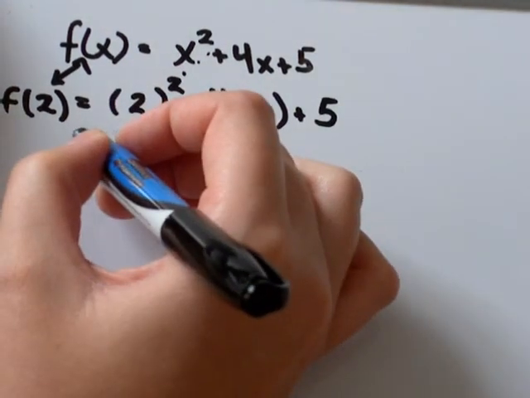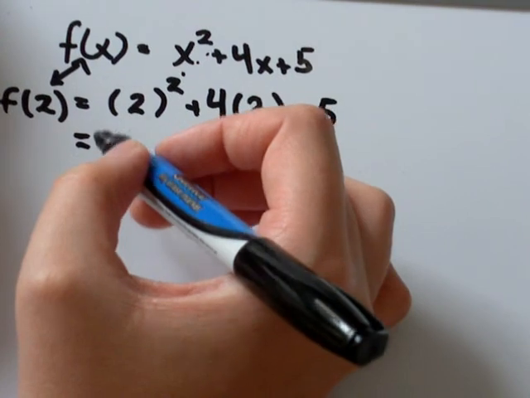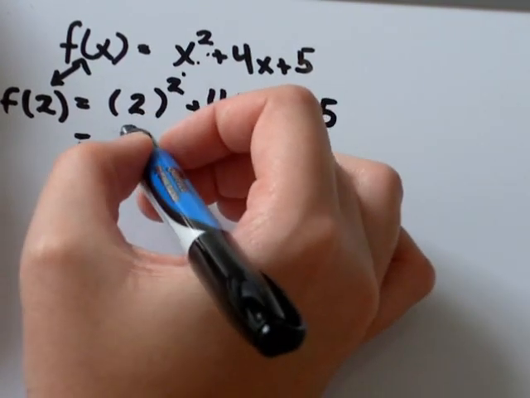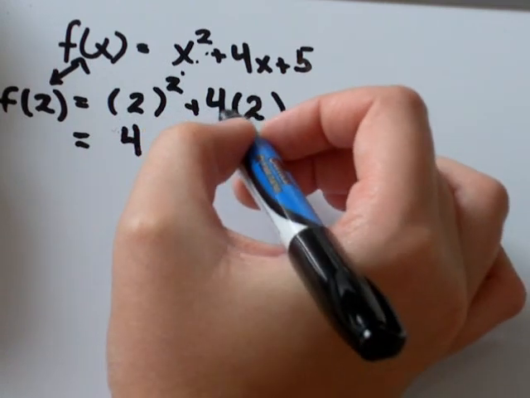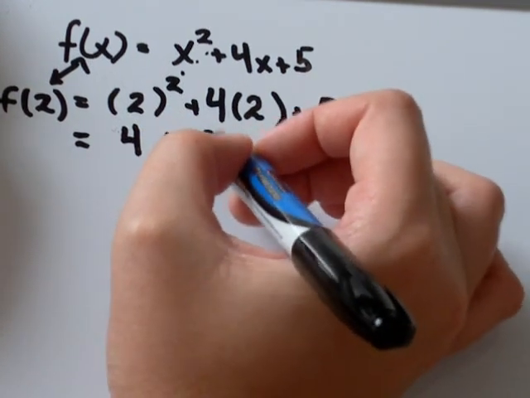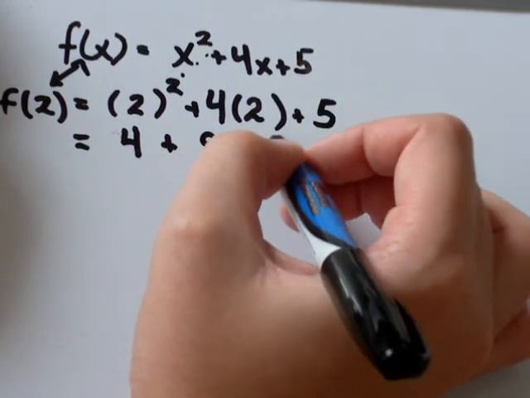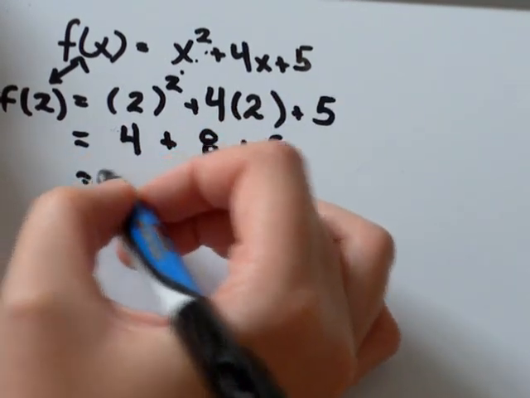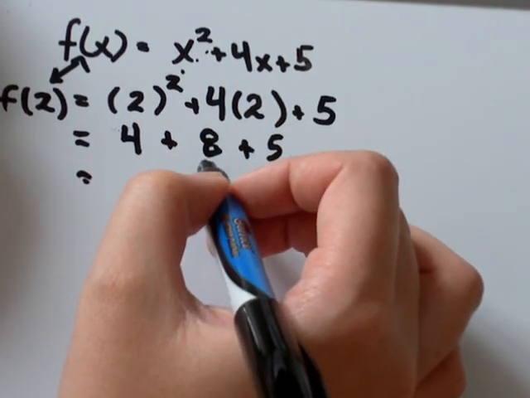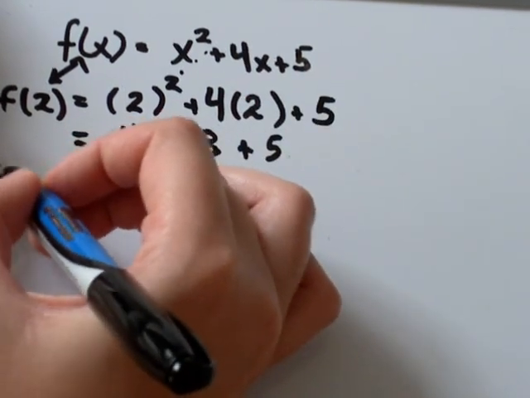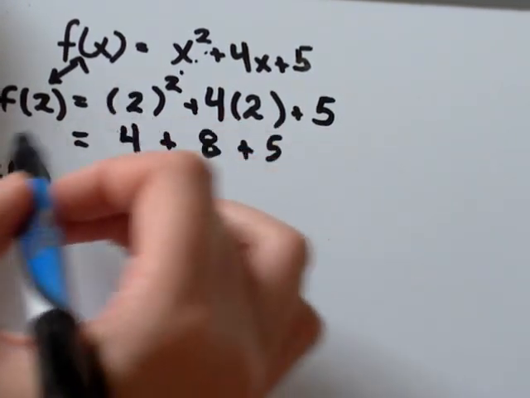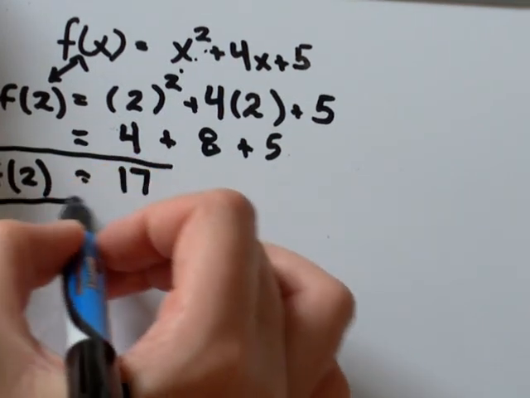Now all we're going to do is simplify that down a little bit. So we've got 2 squared, that's just 4, plus 4 times 2, that's just 8, plus 5. So, 4 plus 8 is 12, plus 5, 17. So we would say that f of 2 equals 17.